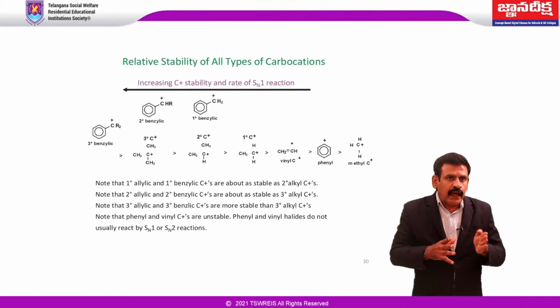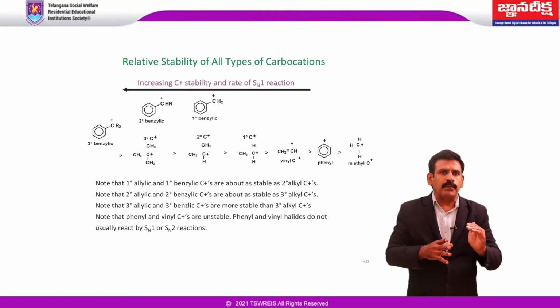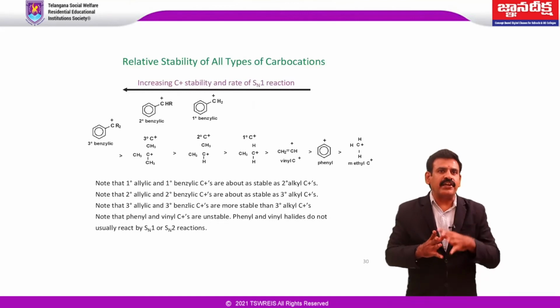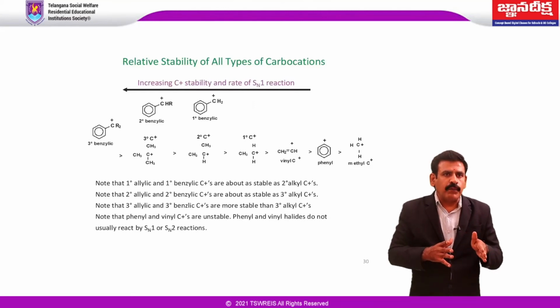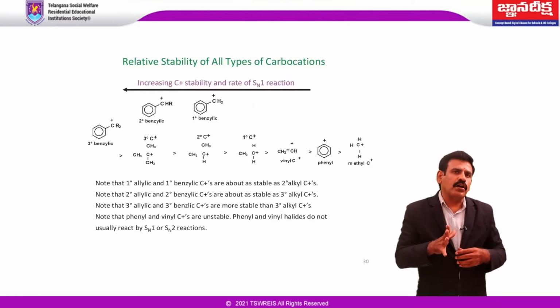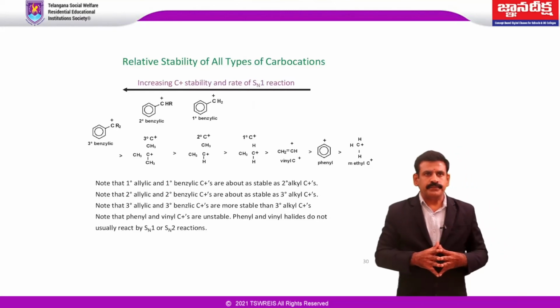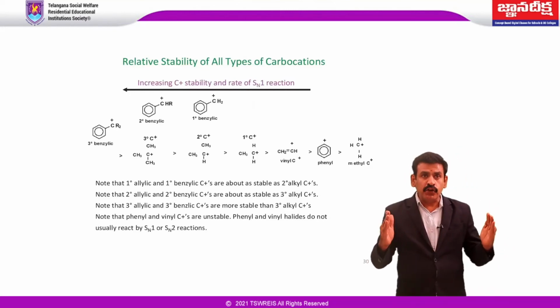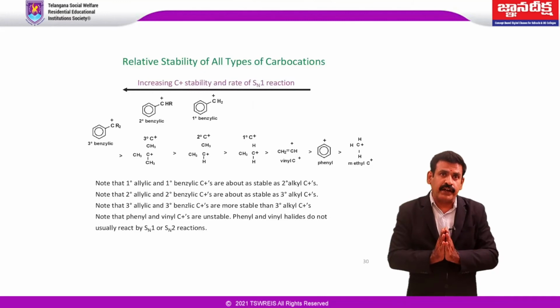Second, note that secondary allylic carbocations and secondary benzylic carbocations are about as stable as tertiary alkyl carbocations. Note that tertiary allylic and tertiary benzylic carbocations are more stable than tertiary alkyl carbocations. So these are the relative stabilities of all types of carbocations. Next, the effect of the nucleophile on the rate of SN1 reactions.